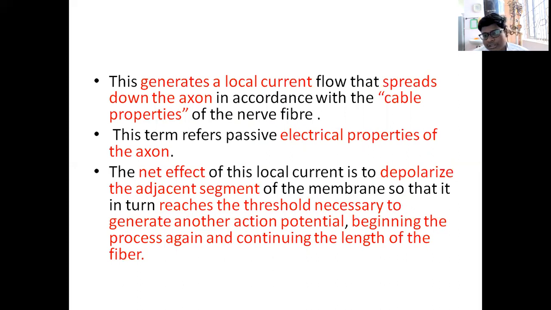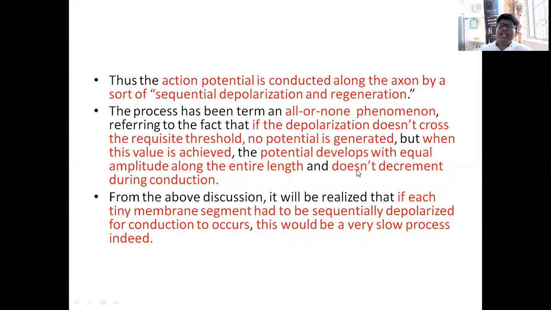The net effect of the local current is to depolarize the adjacent segments of the membrane so that it reaches the threshold necessary to generate another action potential, beginning the process again and continuing along the length of the fiber. Thus, the action potential is conducted along the axon by sequential depolarization and regeneration. This process has been termed the all-or-none phenomenon. Below the requisite threshold, no potential is generated, but when this value is achieved, the potential develops with equal amplitude along the entire length and thus doesn't decrement during the conduction.